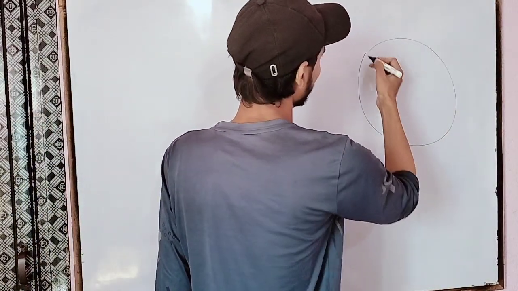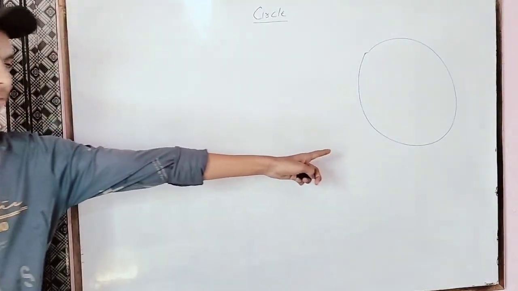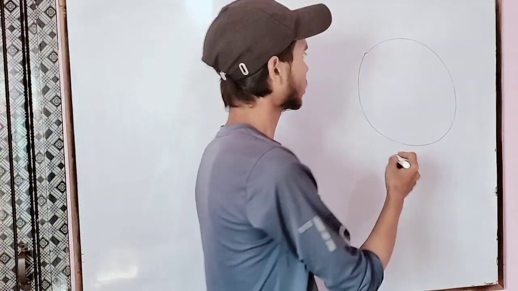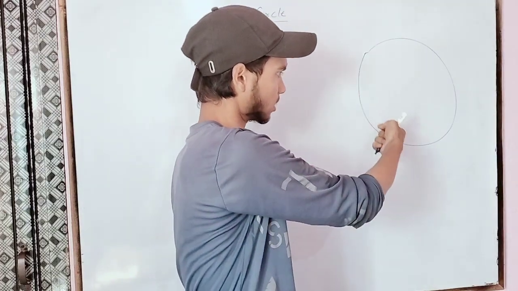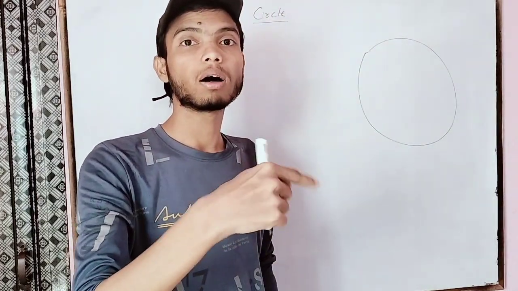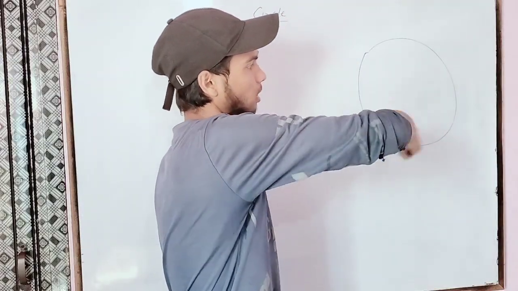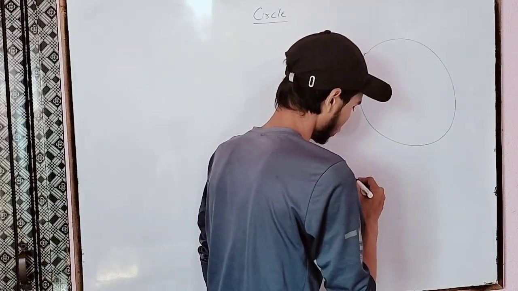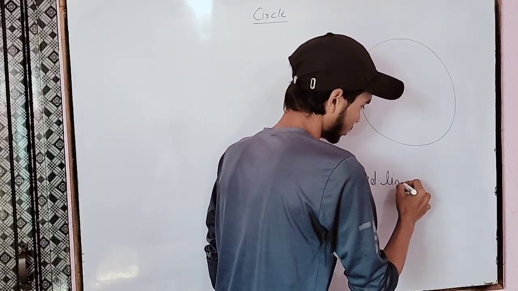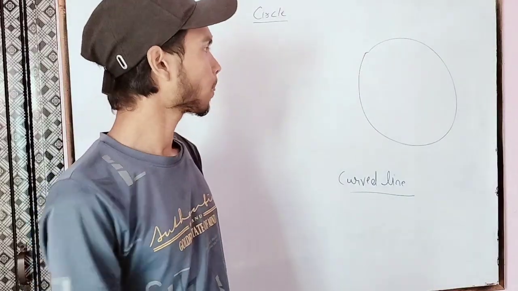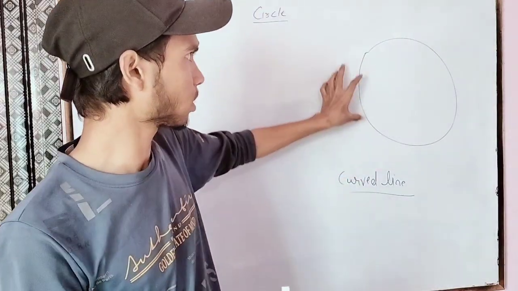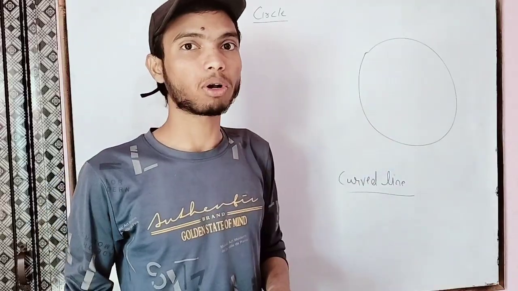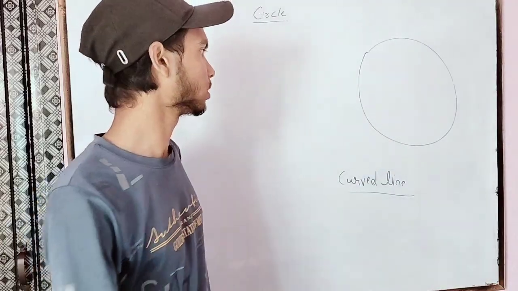From the figure, you know that this is not a perfect circle, but let's assume that it is a perfect circle. Now, this curve, this curved line, it is a line, but a curved line. Now it is closed. This curved line is not open, so it is closed. We say that it is a polygon.